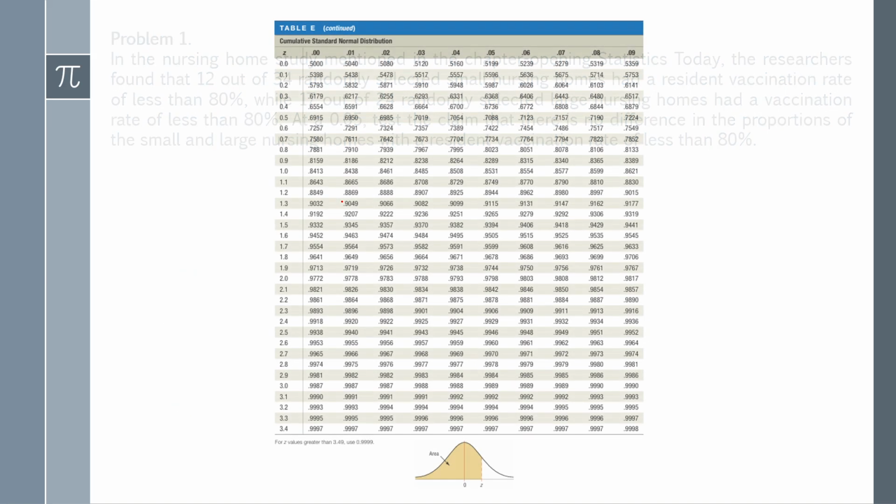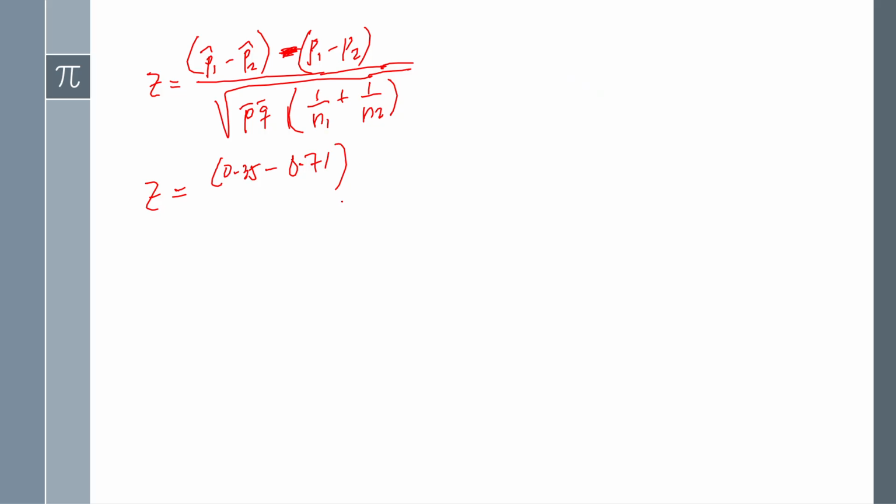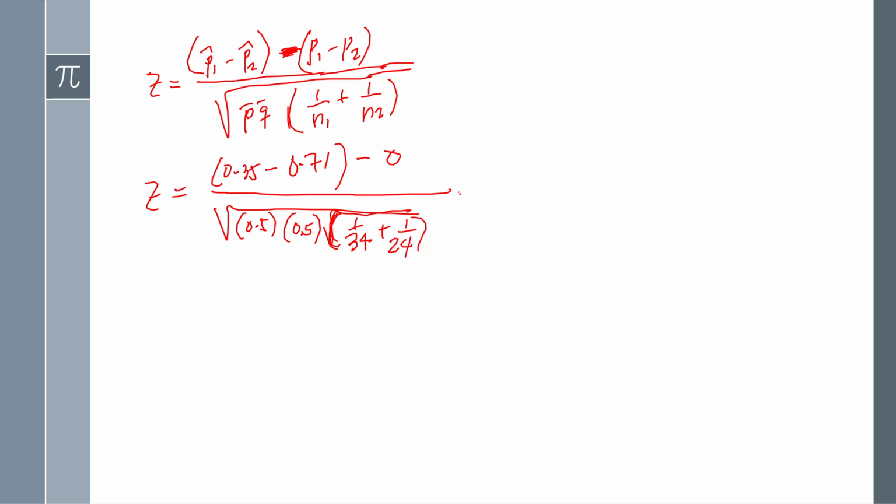So therefore we have here 0 minus 0 over the square root of. So we have here 0.05 as our q bar and p bar also 0.05 over the square root of, multiplied by 1 over 34 plus 1 over 24 equal. So we have to compute.